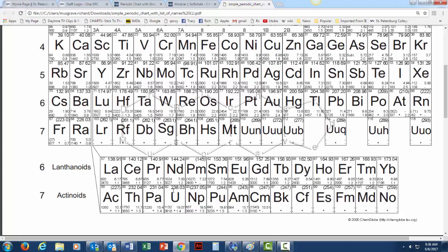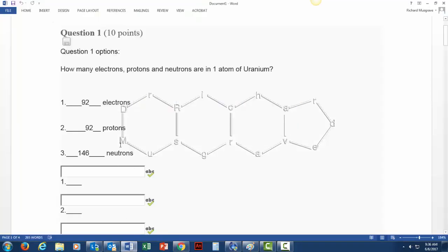The way we get the neutrons then, since this is a combination of neutrons and protons, is to take the 238 and subtract out the 92. That will give us the number of neutrons in the nucleus. So the answer to this one: 92 electrons, 92 protons, 146 neutrons.